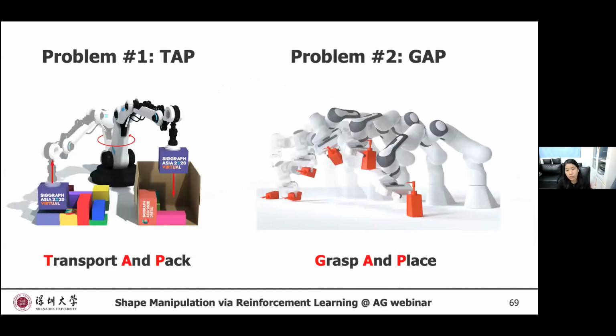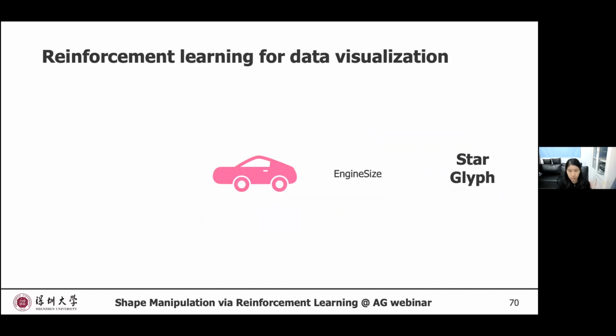So by now, I briefly introduced the two works on shape manipulation using robotic arms and how they can be solved via reinforcement learning. Actually, similar methods can be used to solve problems in other areas. And I will give one more example in data visualization, which may seem irrelevant at first, but eventually it is also about shape manipulation in a sense.